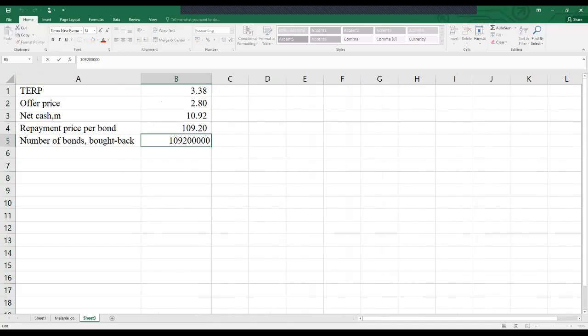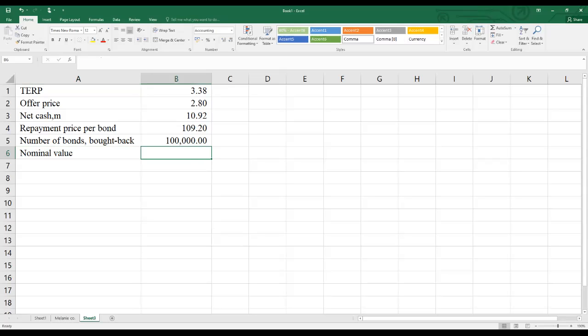10.92. Okay, we divide by the amount you pay per bond, and the amount you pay per bond is equal to 109.2. Therefore, the number of bonds you are going to be buying back is equal to 100,000. Next, what's the nominal value of these bonds? The nominal value of the bonds you just bought back is 100,000 bonds times the nominal value per bond, which is 100. It means you have bought back bonds with a nominal value, a book value, of 10 million.